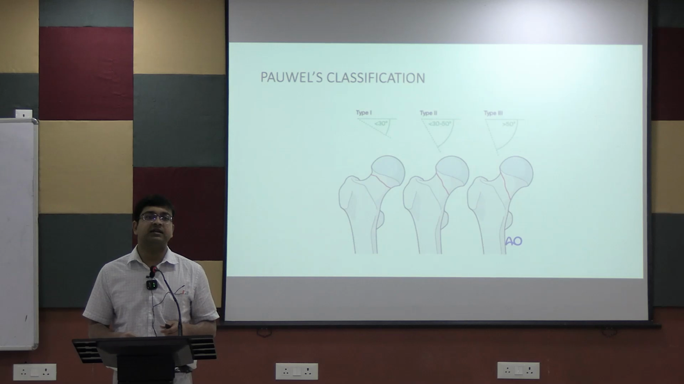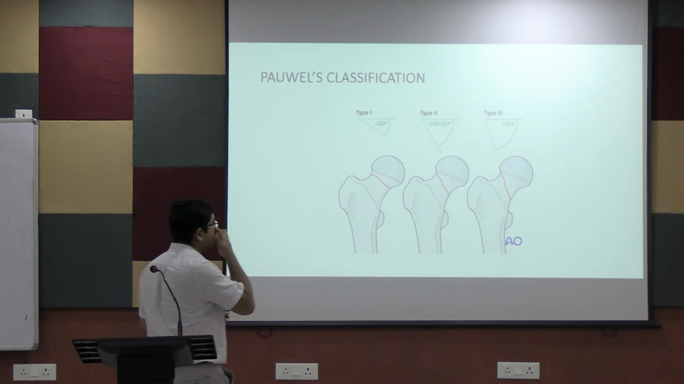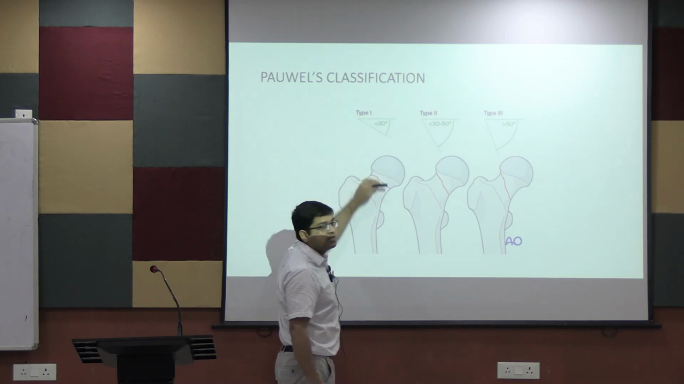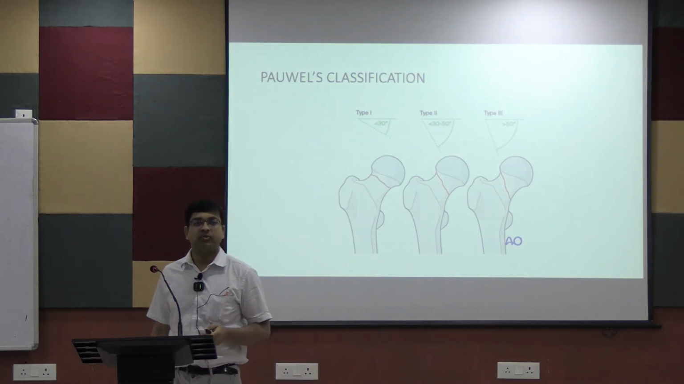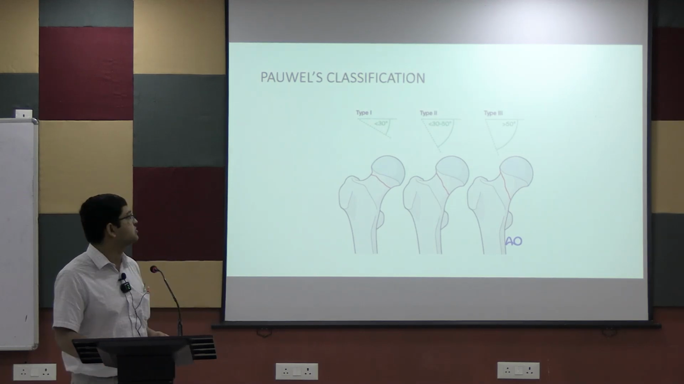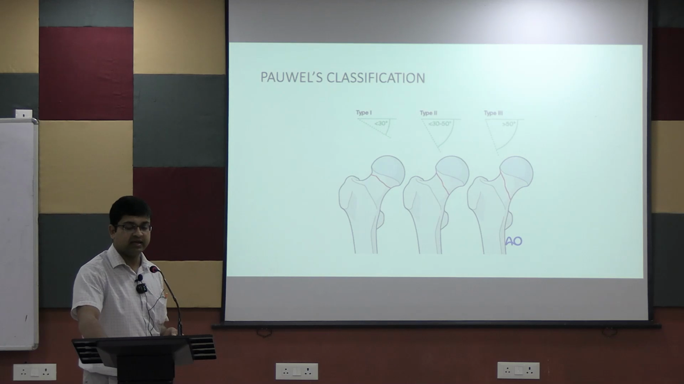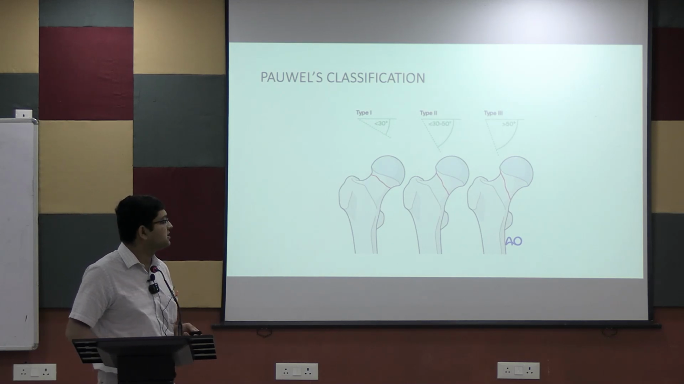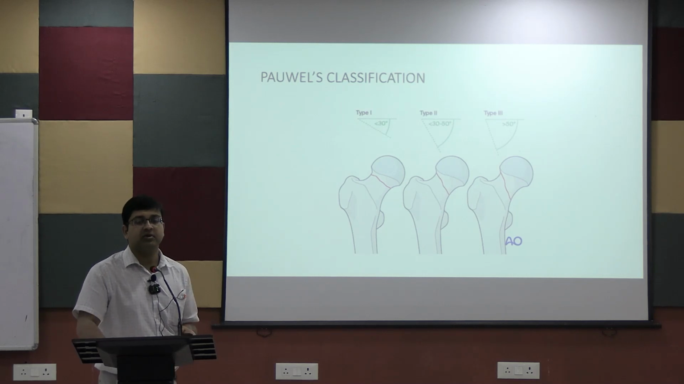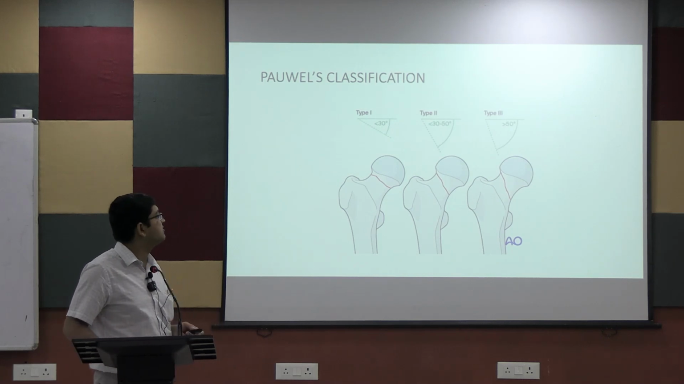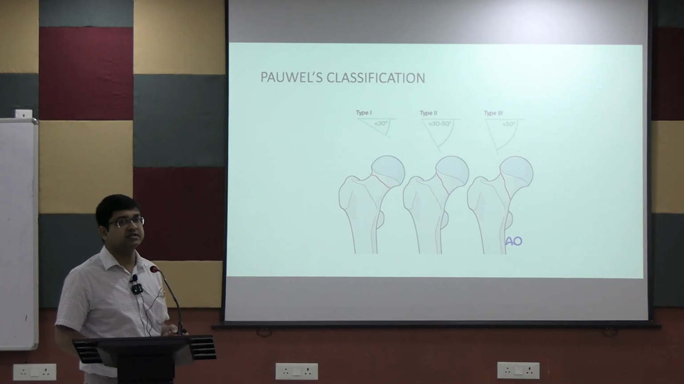One is the angle is 30 degrees. So the angle between the fracture line and the horizontal plane, if it is less than 30 degrees, it is a Powell type 1, and it has a good prognosis. Lesser the angle, better the prognosis. Next is type 2, the angle between 30 to 50 degrees, and type 3, the angle is more than 50 degrees. So this is the Powell's classification.